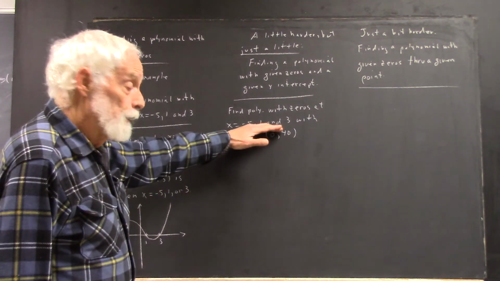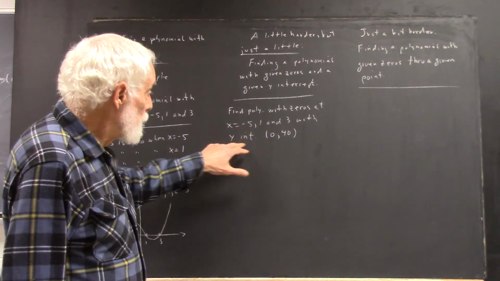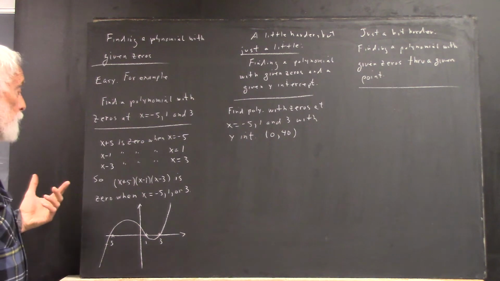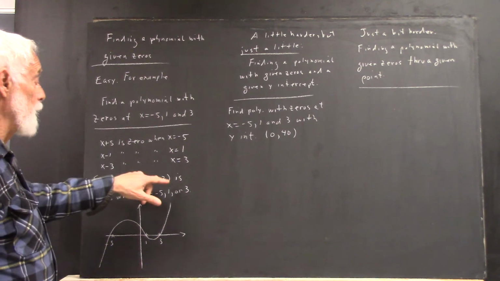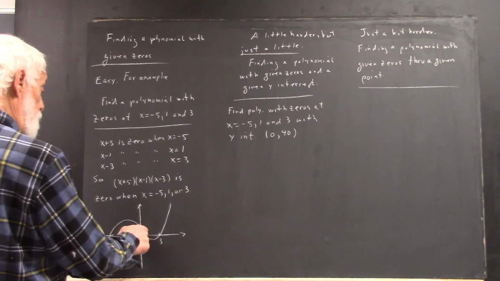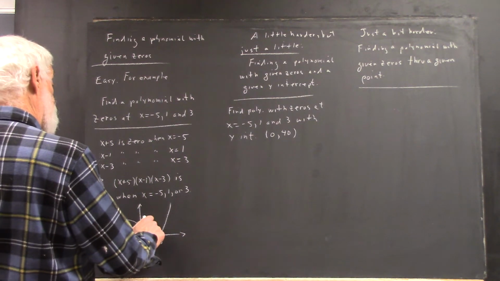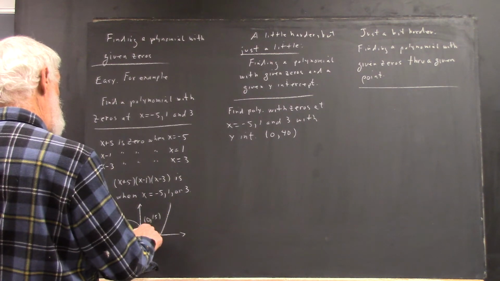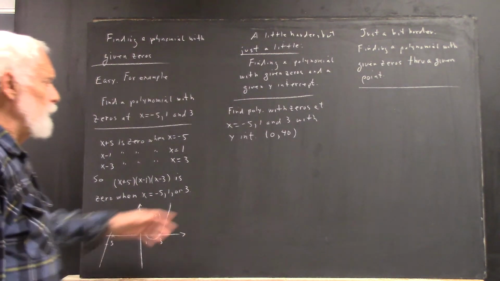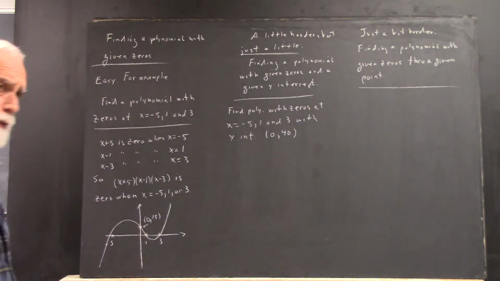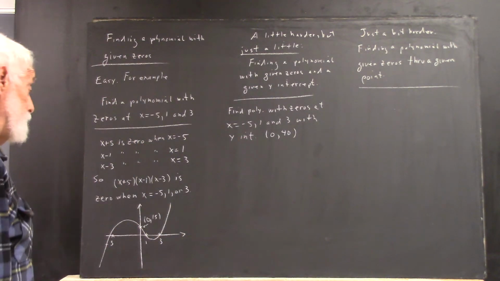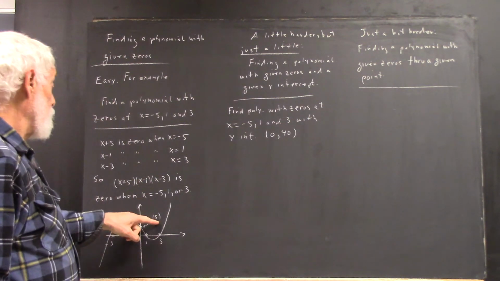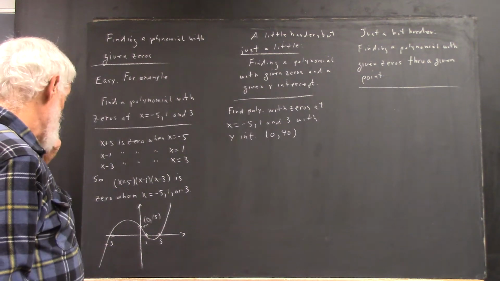That's going to have zeros at these 3 points. But it probably doesn't have y-intercept at 0, 40. Let's check it out. Well, the y-intercept, if x equals 0, we have 5 times -1 times -3. That's 15. So here's our y-intercept, 0, 15. We want a y-intercept of 0, 40, but we don't want to change the zeros. Well, all we have to do is vertically stretch this thing by a factor that takes the 15 up to 40. Okay?